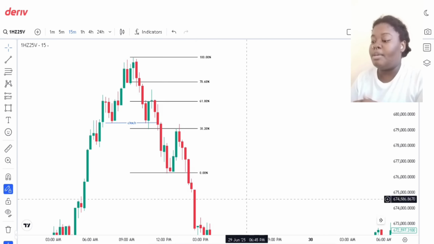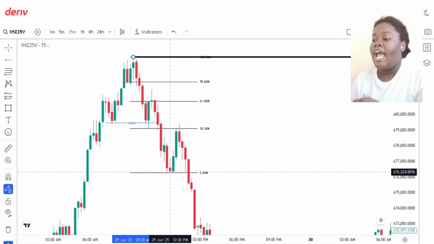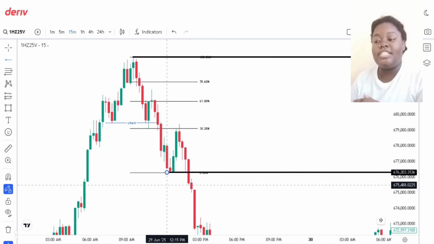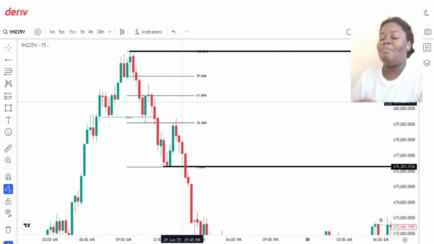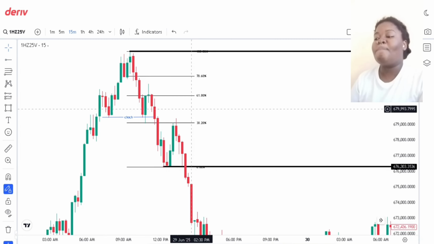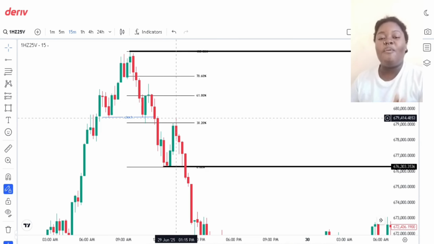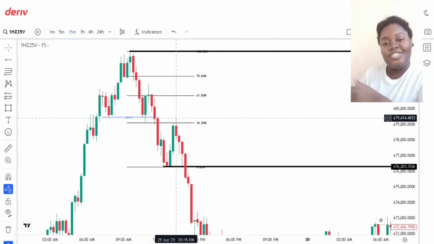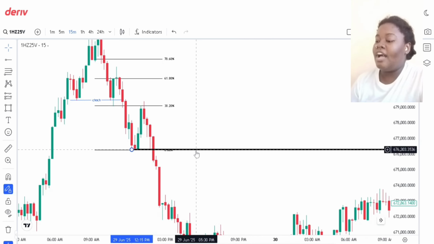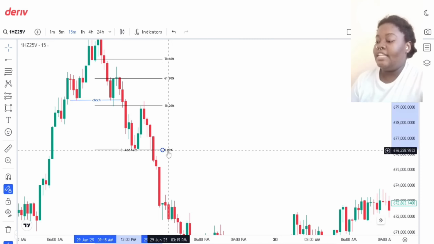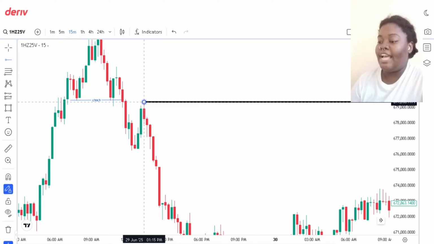So the internal structure, let me outline the internal structure. The internal structure is between this high right here and this low, because this is where the pullback has started. All right, so the highest point, remember, the highest point in this internal structure is the next valid swing high for our next internal structure. All right, so now that we've gotten that down, we can delete our Fibonacci tool and we can highlight this new lower high that the market has created.